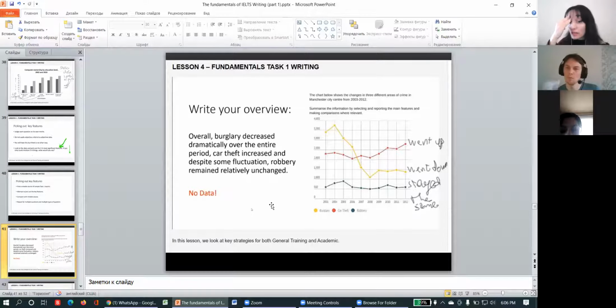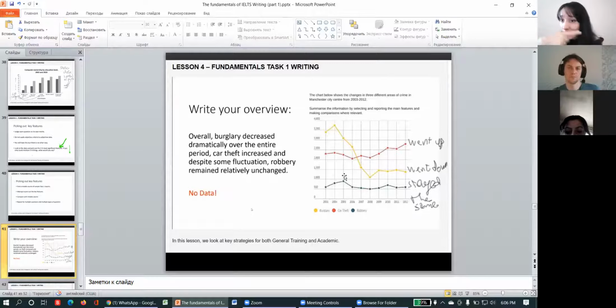First line, yellow one, went down. You look at the point at the beginning and in the end, only. So you see that it was up and it went down in the end, right? Red one went up and the blue one stayed the same. These 3 things are the main features that you have to include in your overview.